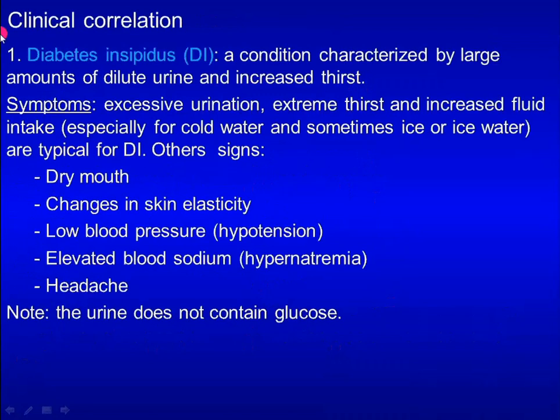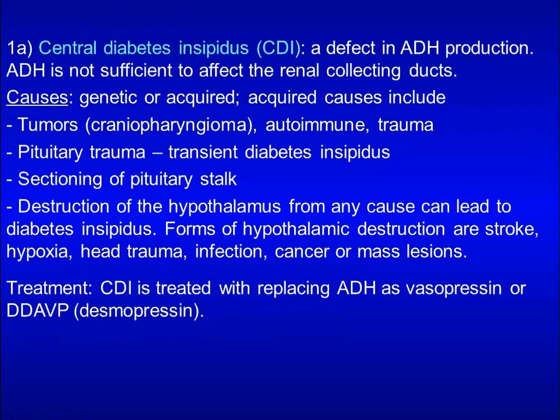Here is a clinical correlation. Diabetes insipidus is a condition characterized by large amounts of dilute urine and increased thirst. Symptoms include excessive urination, extreme thirst, and increased fluid intake. Diabetes insipidus is different from diabetes mellitus because the urine does not contain glucose. Central diabetes insipidus is caused by a defect in ADH production. ADH is not sufficient to affect the renal collecting ducts.